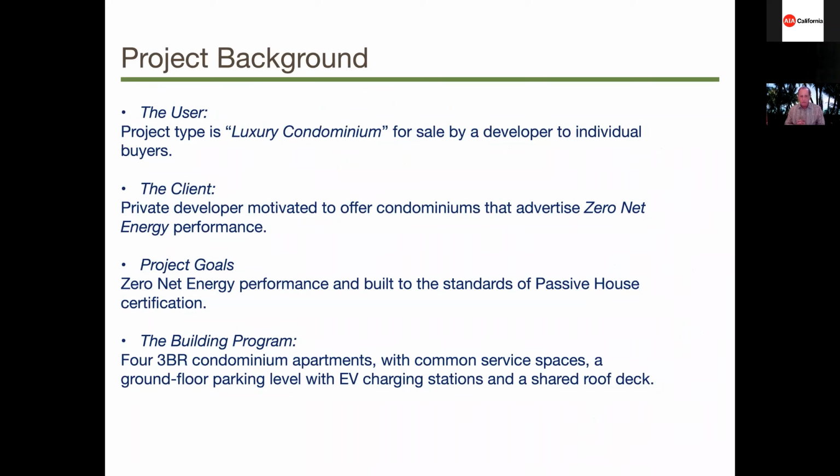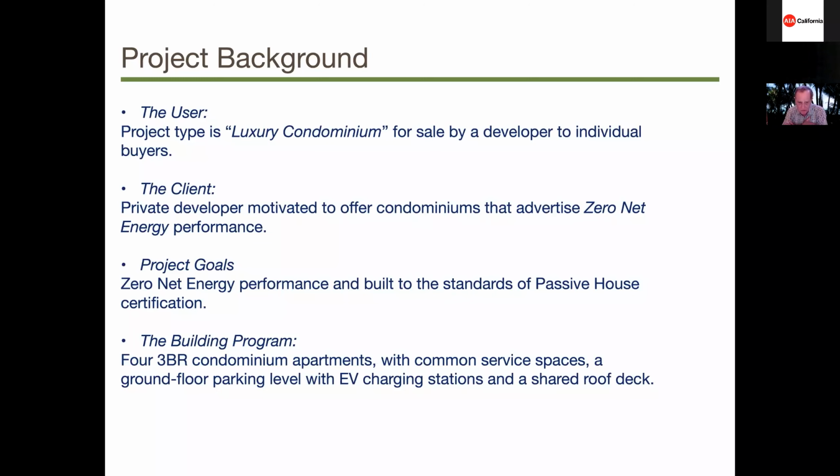The user is the owner of the condominium. There are 4 owners. They have to cooperate in terms of the usual things about condominiums, but they each have a piece of the solar system that's theirs, and they more or less look after it, cleaning it together and so on. The client was a private developer who has been building projects like this, and he's very excited about these kinds of projects.